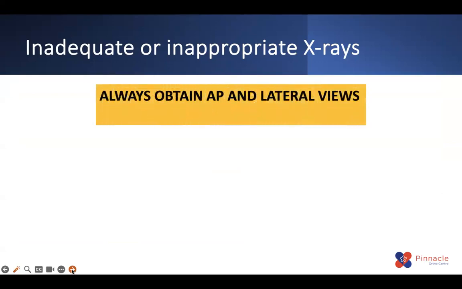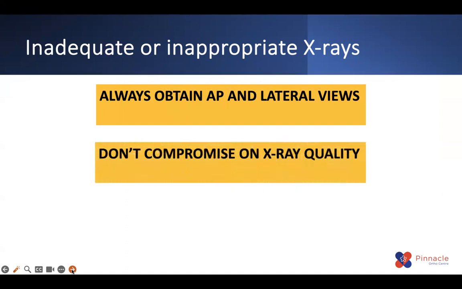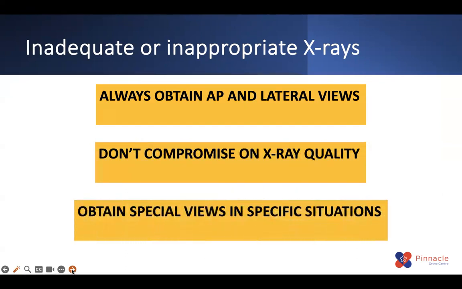So, under this category, we discuss the cases of inadequate or inappropriate X-rays, and what we learn is always obtain AP and lateral views. Don't compromise on your X-ray quality or X-ray views. Obtain special views in specific situations.